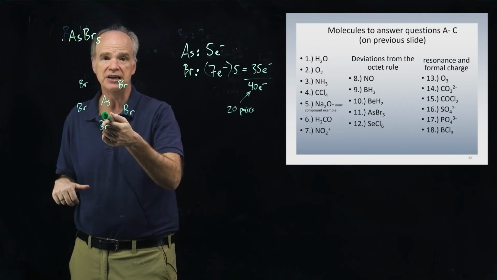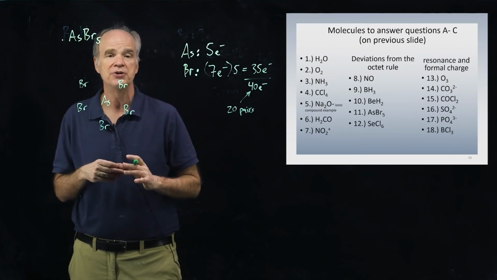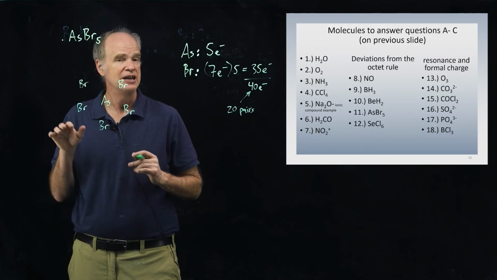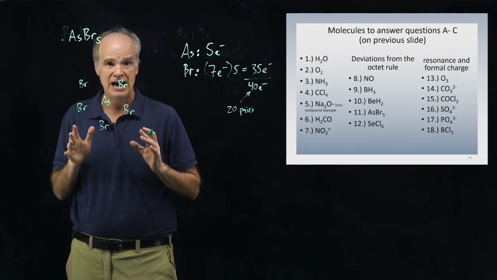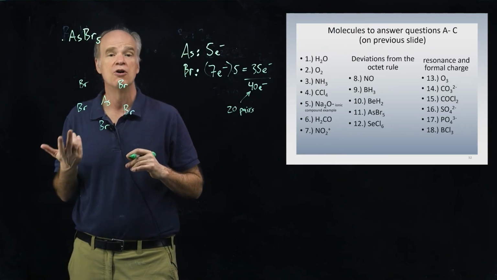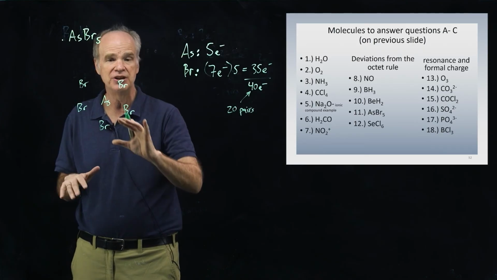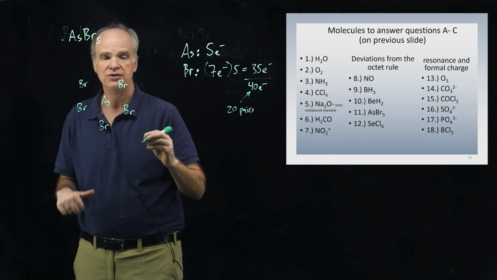And so this is the case with arsenic. Arsenic, as I recall, is in period 4. If it's in period 3 or 4 or 5, anything that's not period 2, that atom will be stable with more than an octet of electrons. And so, as you can see, we're going to have to do that to bond all these bromines in the structure. So let me put in the 20 pairs.